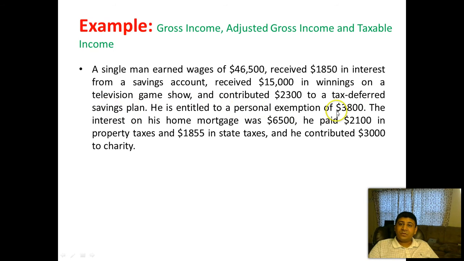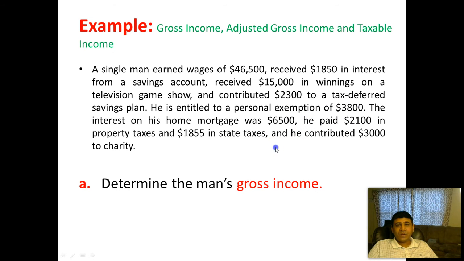He's entitled to a personal exemption of $3,800. The interest on his home mortgage was $6,500. He paid $2,100 in property taxes and $1,855 in state taxes. And he contributed $3,000 to a charitable organization, to a charity. These are all the highlights of his whole year: what he made, what he earned, what he won, where he spent, and everything.